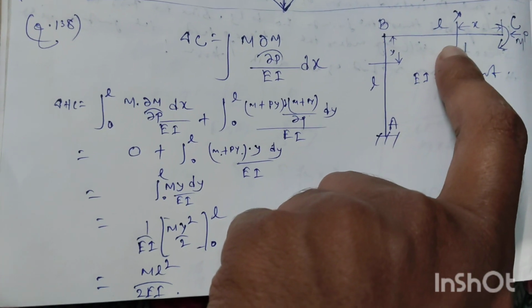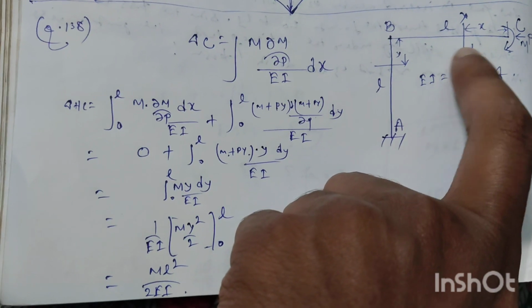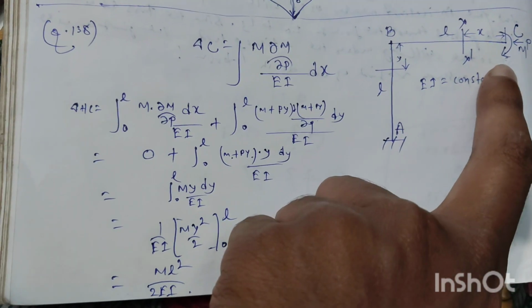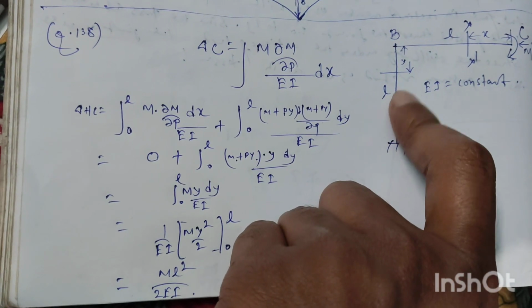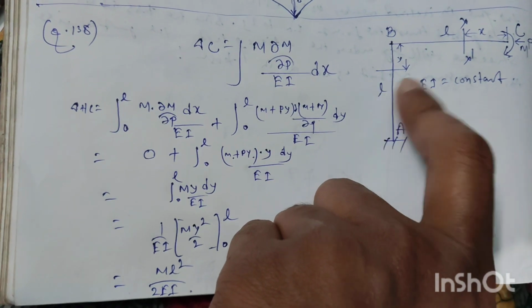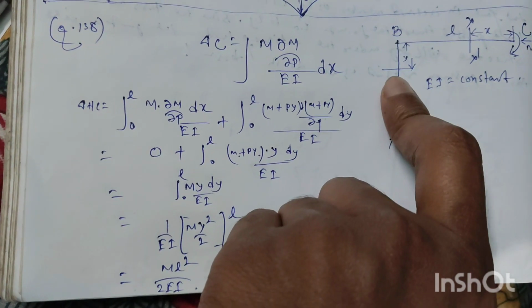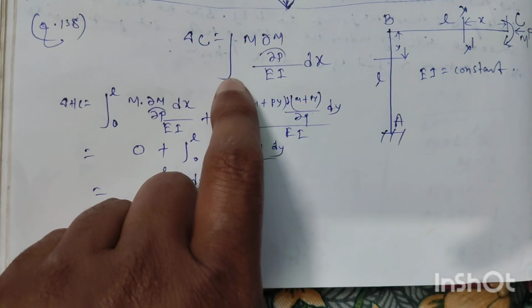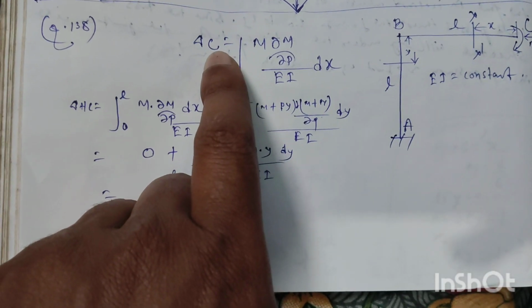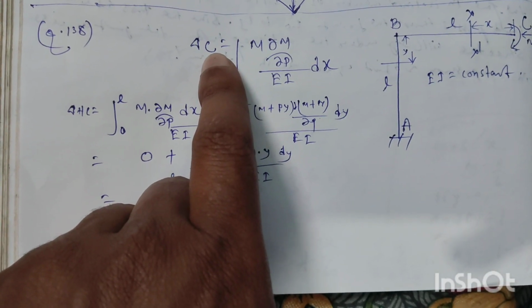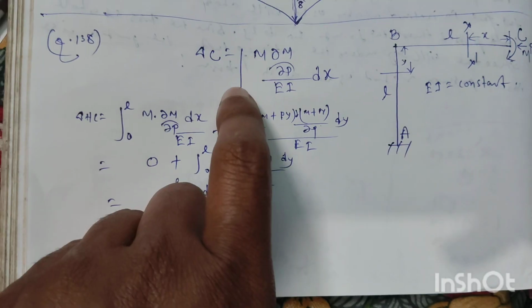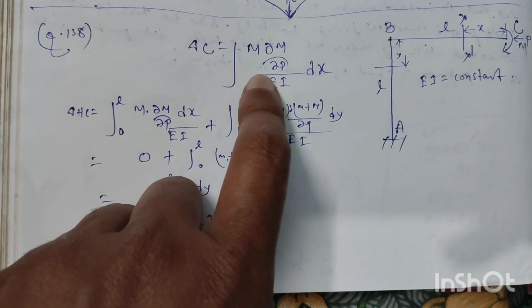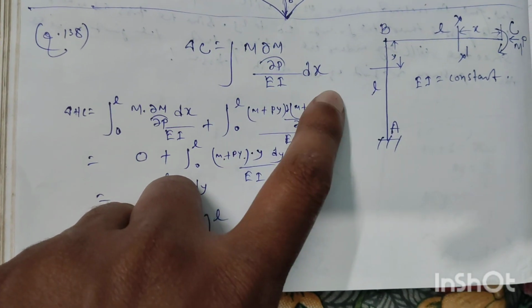Okay, now let's take a section x dash at a distance x from C in the member BC, and a section y dash at a distance y from B. We know the formula for deflection at a point: the deflection at point C will be equal to the integration of m into del m by del p divided by EI into dx.